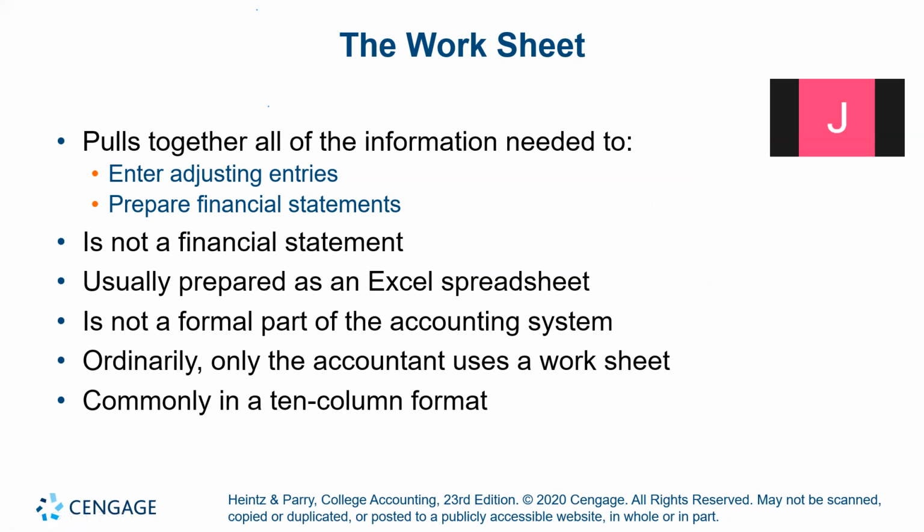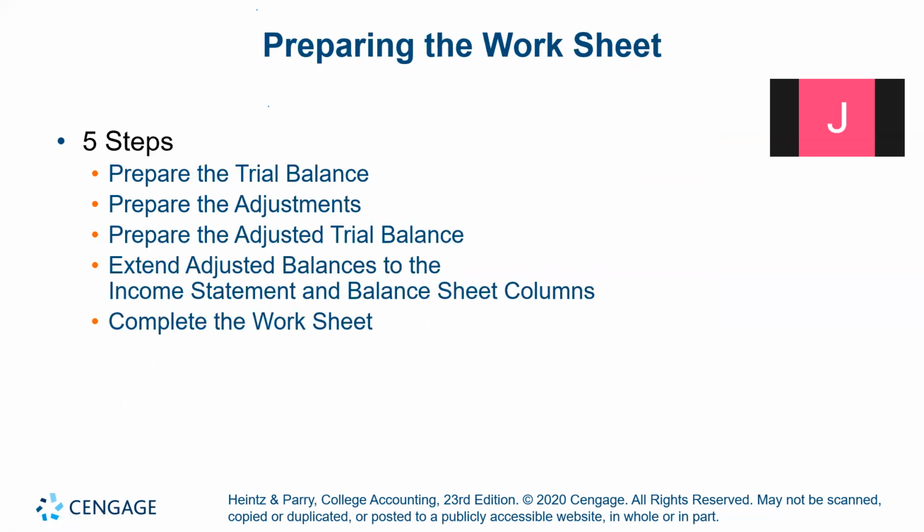Typically 10 columns long. So let's take a look at it. Let's divide and conquer. We have 5 steps. Step 1, prepare the trial balance. This is the trial balance before any adjustments. So your first 2 columns are debit and credit, whatever the trial balance yields at the end of the month. Columns 3 and 4 are where you're going to put the adjusting entries.